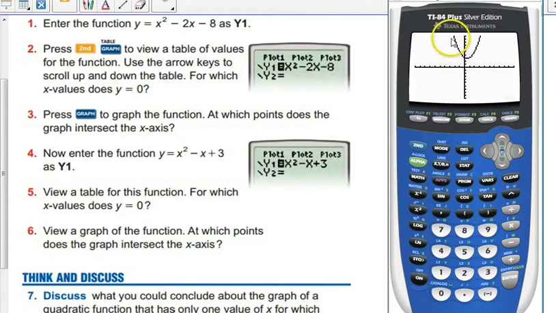If I hit graph, well, my table didn't give me any y values of 0, and my graph kind of confirms that by showing that this graph, this parabola, does not have any x-intercepts, or values where the parabola crosses the x-axis.